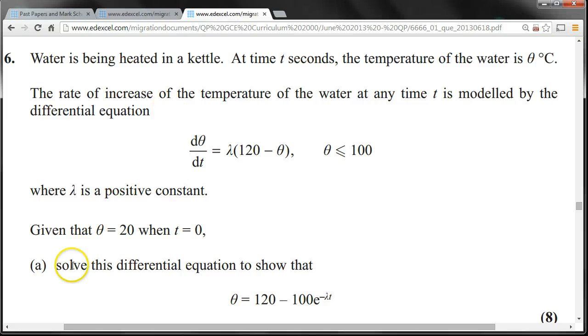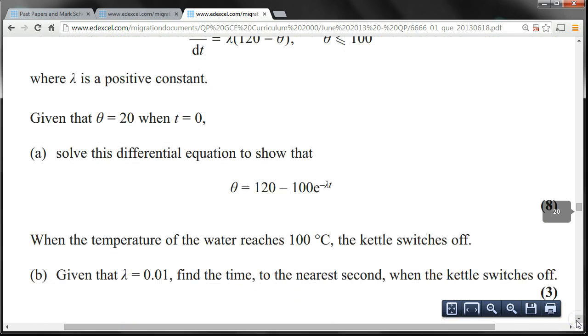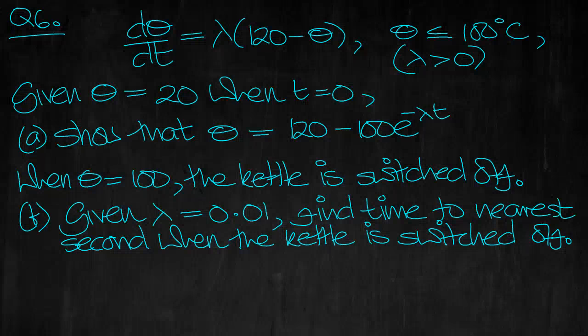Here's the question then, part A and part B. Okay, so let's have a look at it here. I've got it summarized here. Given that theta is equal to 20, show that theta is equal to this.